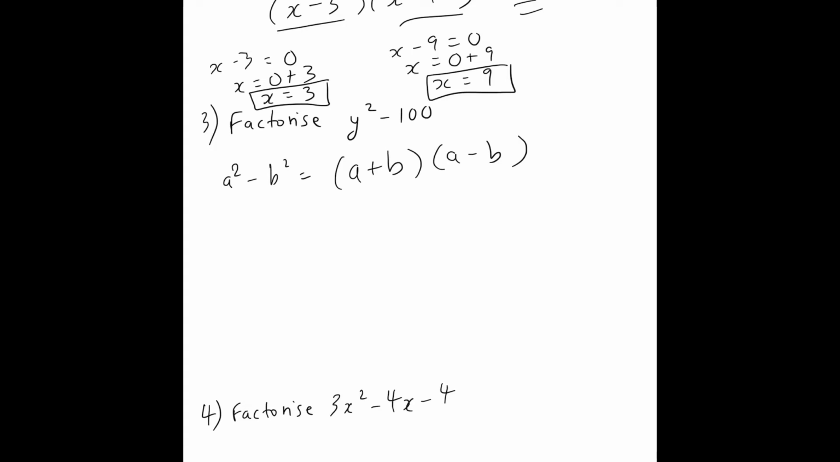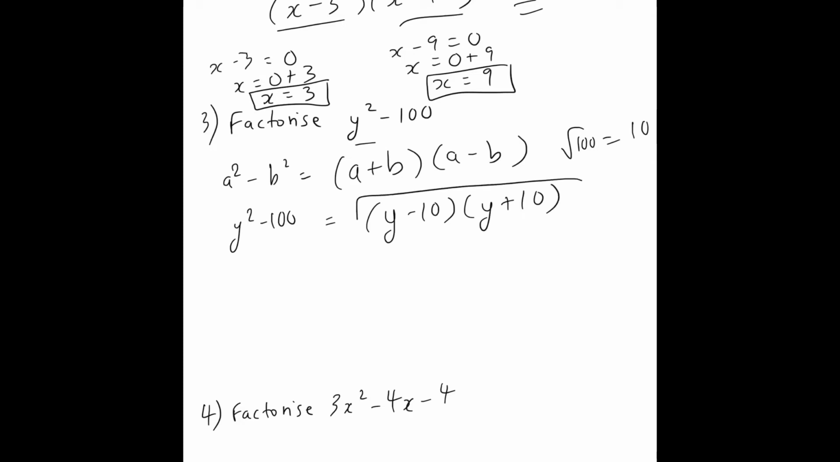So in this case, y is squared and there's no x or y term next to it. You have y squared minus 100, and we take the square root of 100, and that's 10, right? So you're going to have y minus 10 and y plus 10. Now this is going to be our answer. If you guys want to simplify this, we can just expand it to see if it is equivalent to y squared minus 100.